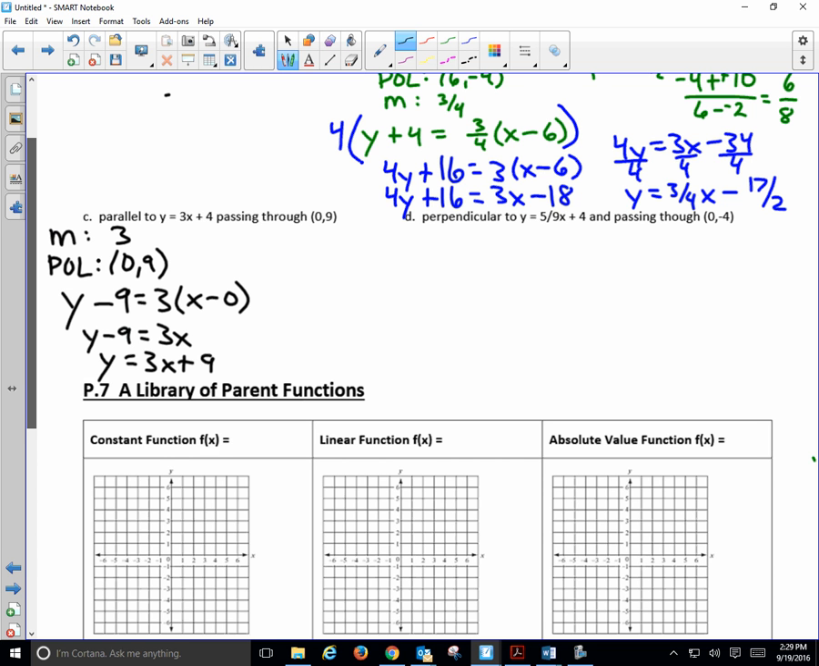Same thing for the next one. We have slope and we have a point on the line. What's our point on our line? (0, -4). This one is perpendicular. Do you know the slope of this perpendicular line? So the slope of this line is 5 over 9. So the slope of the line perpendicular to it will be opposite, so negative, and then reciprocal, negative 9 over 5.